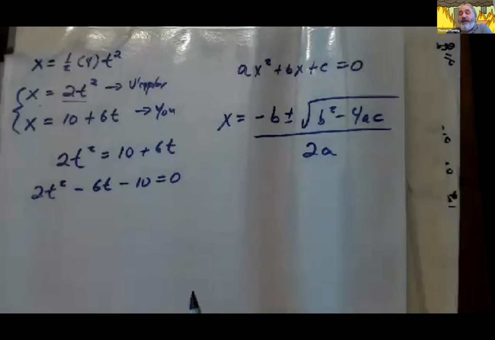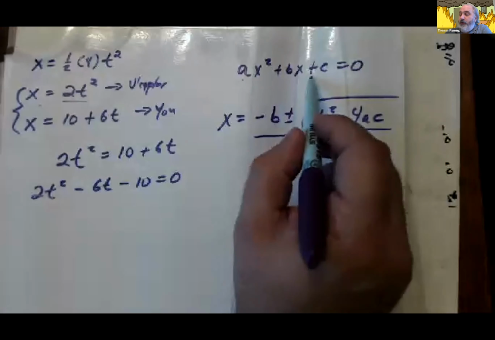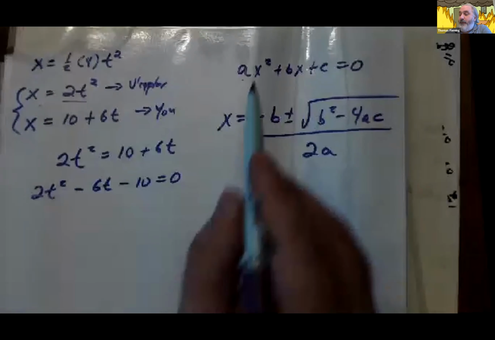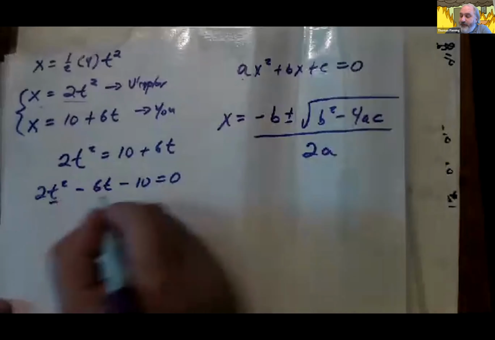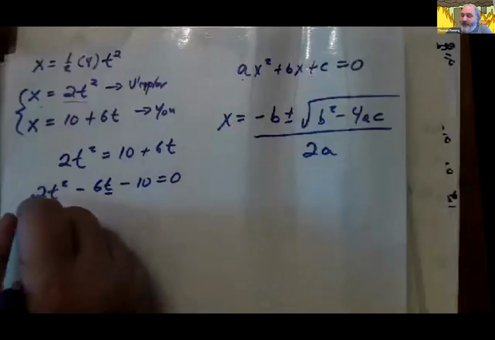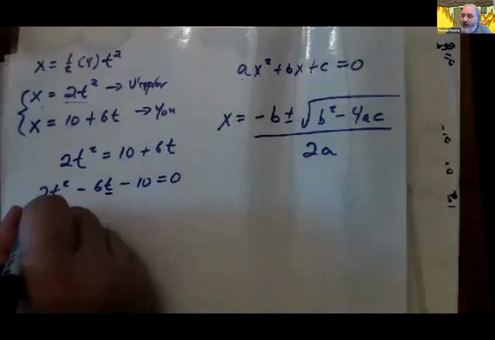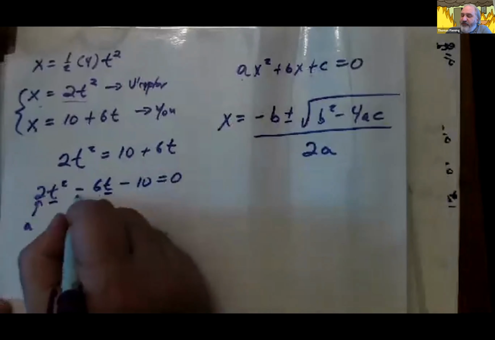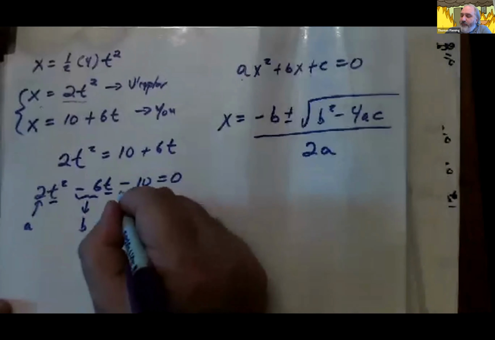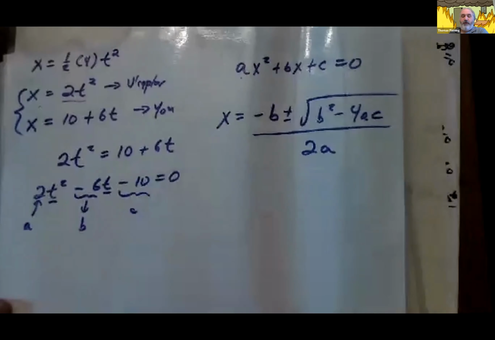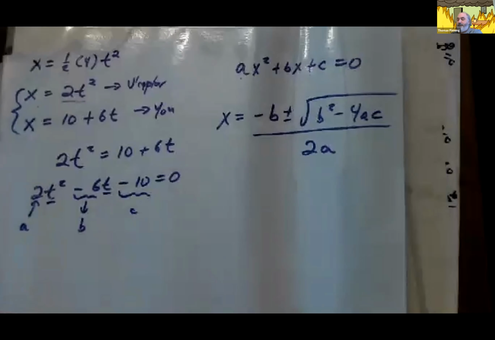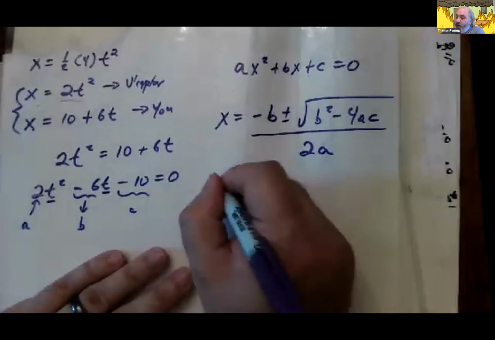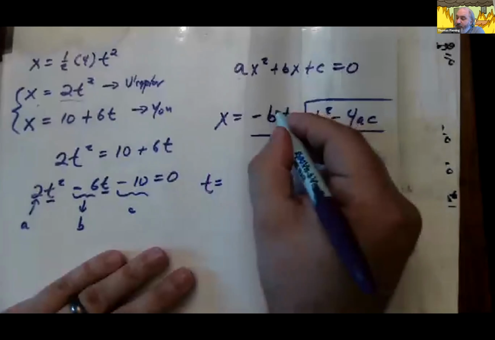And all I've got to do is identify a, b, and c. And a, b, and c are the coefficients on my variable terms. And in this case, my variable is not x, it's t. So what's going to happen is a is the thing that's times t squared. B is the thing that's times t, which notice is not just 6, it's negative 6. And c is the part that doesn't have the variable attached to it at all. So negative 10. So my value for t is going to be negative b.